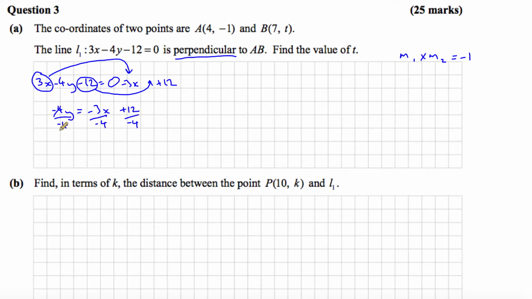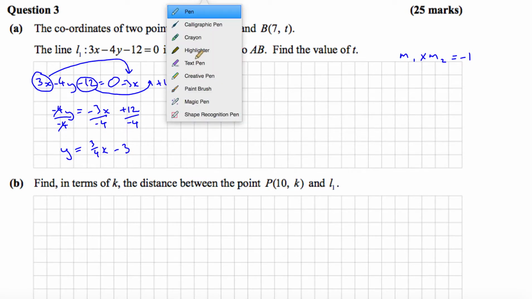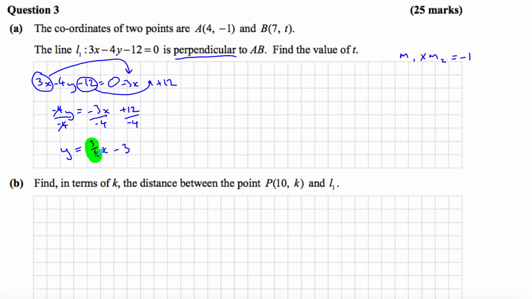And that leaves us with y = minus 3 over minus 4, which is just 3/4, x, and 12 divided by minus 4 is minus 3. So we have there our m value is the 3/4. That's our slope for this line. Slope of 3/4.